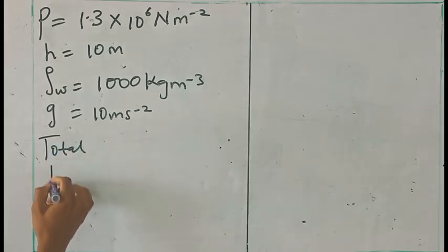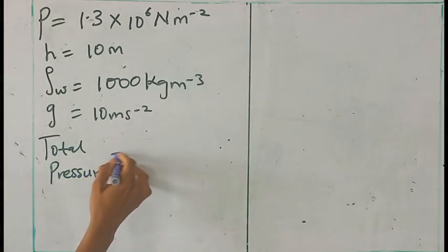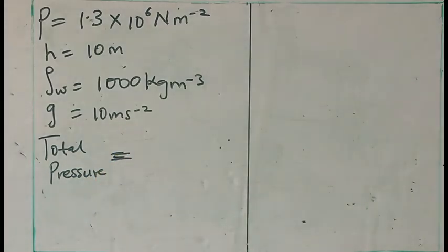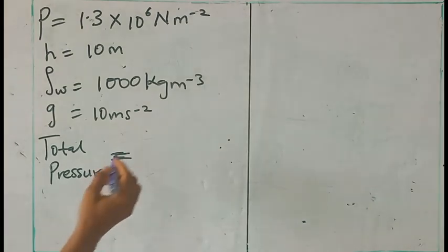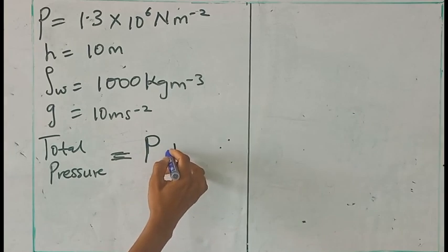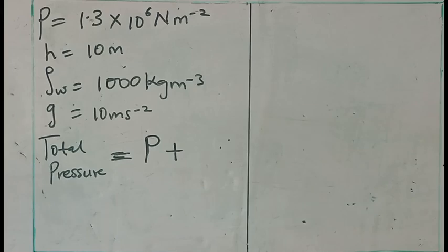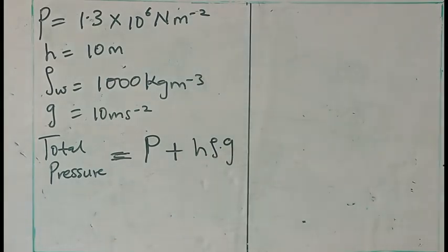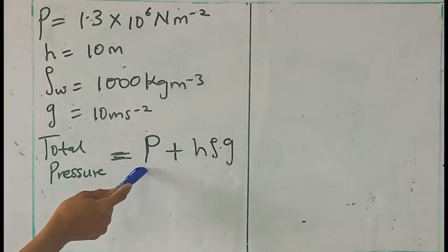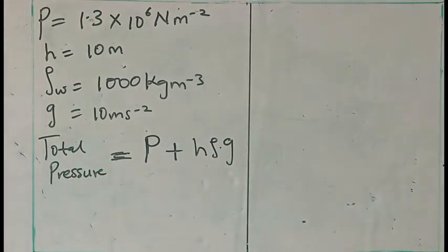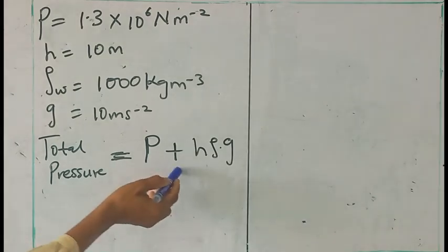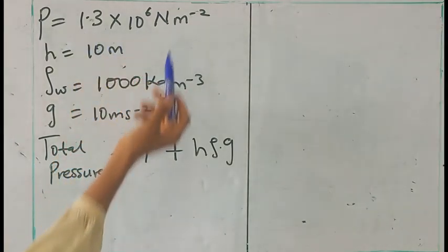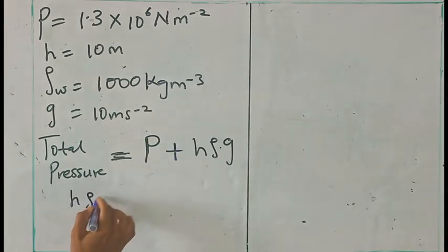Remember that this time around, I told you that pressure below sea level increases. So the total pressure is going to be the atmospheric pressure plus pressure due to that height, which is H rho G. Why is the total pressure the sum of atmospheric pressure plus pressure due to the height? Because it is below sea level. Below sea level, pressure increases. Now, the atmospheric pressure is already given. Let's get H rho G.